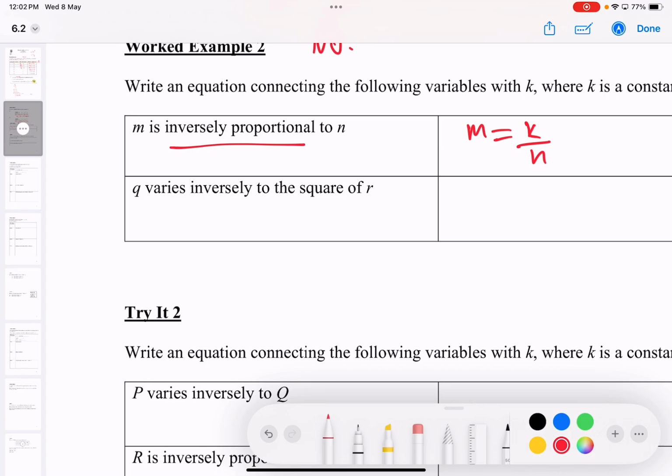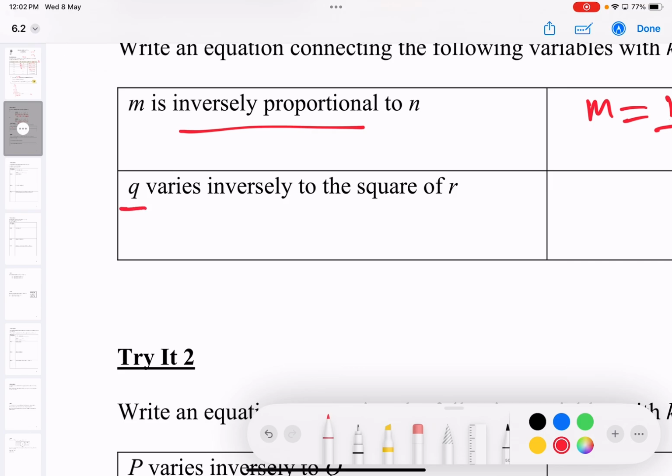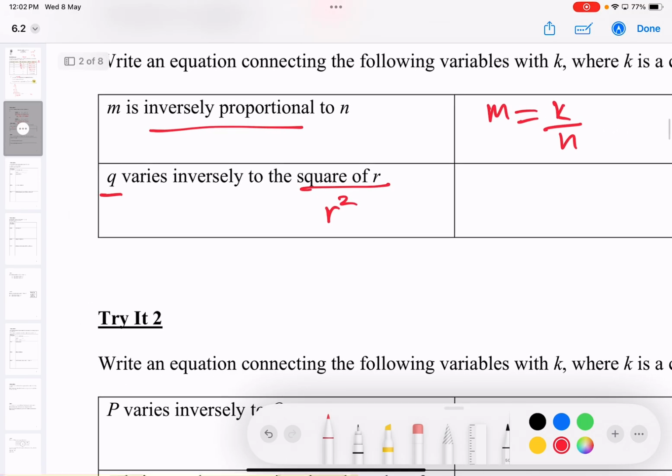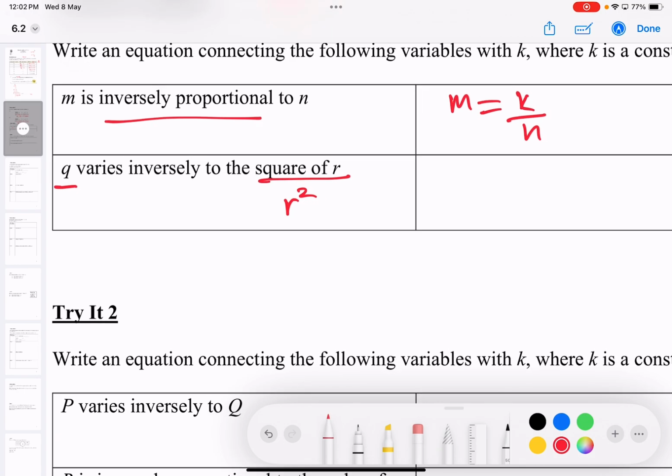Tristan, your turn. Can you help me with the next one? This one is Q varies inversely to the square of R. Let me help you out with the first part. Square of R is basically R squared. So how are we going to change this into a mathematical equation of the same form? It is inversely proportional. Okay, Tristan, can you help us out? Q is what? What mathematical symbol? Equals? If you don't know, can you look up here?